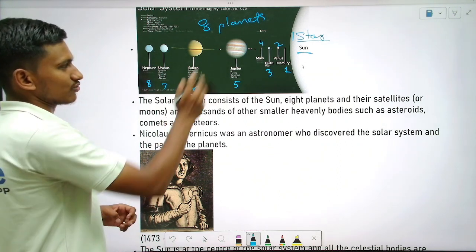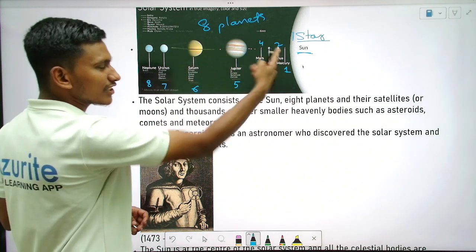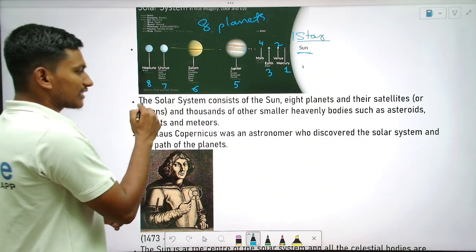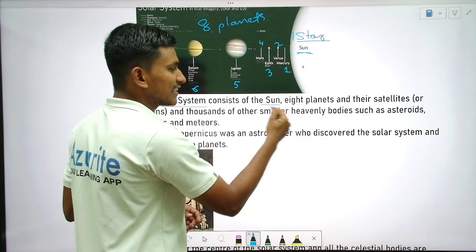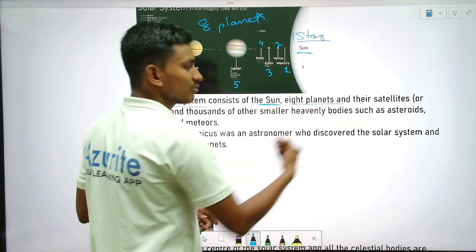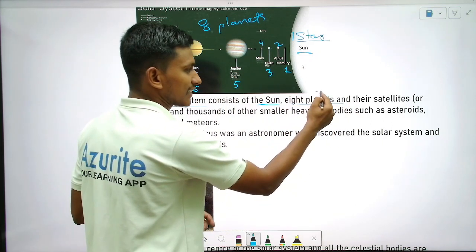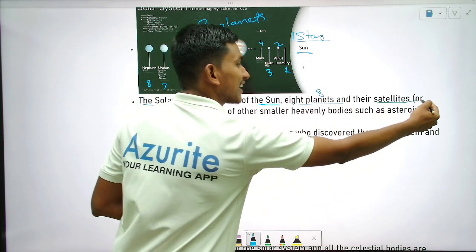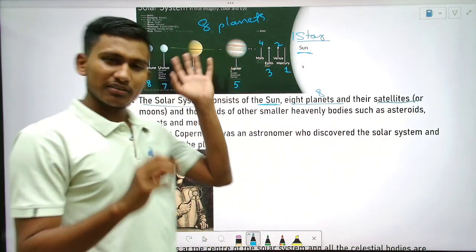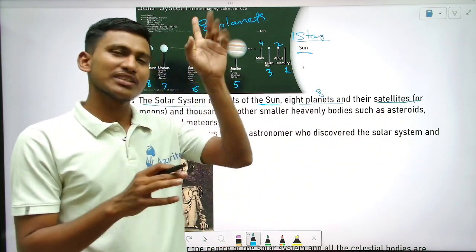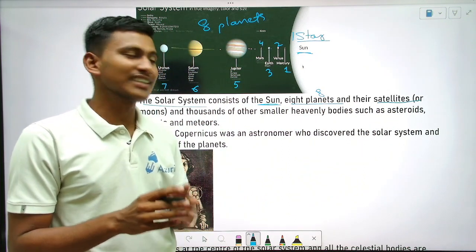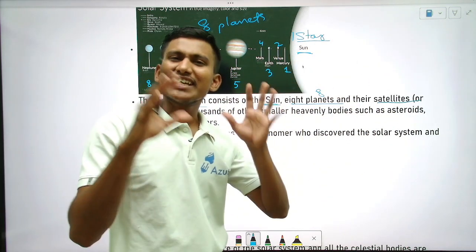Yes, so this is large. Can you see the size? It is according to the size only. So the solar system consists of the sun, the star, and 8 planets. How many planets are there? 8 planets, and their satellites. Satellite means moons. Earth has a moon, right? You may have seen it in the night. So we say them as satellites.